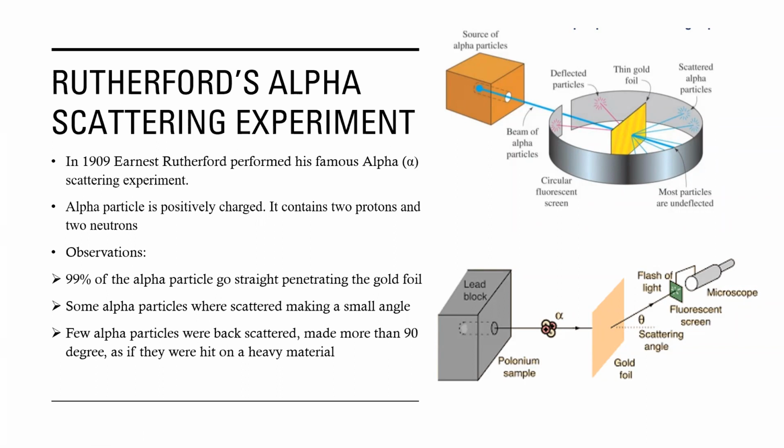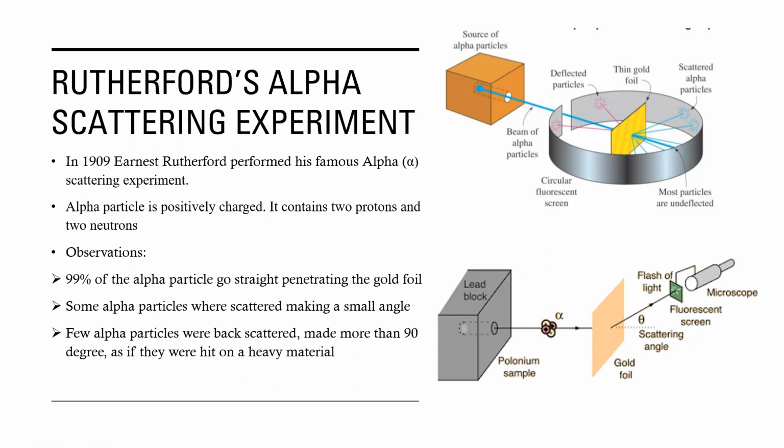So what are the parts or apparatus used by Rutherford? You have a source of alpha particles, that is a radioactive material kept inside a lead block. And the narrow beam of alpha particles goes and hits a very thin foil made of gold. And around that, there is a zinc sulfide screen. So you know that alpha particles are positively charged. Let us see what are the observations made by him.